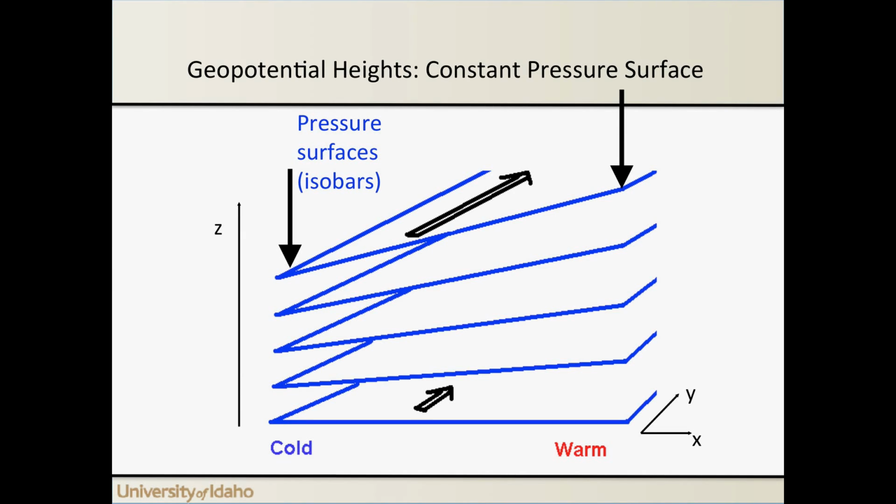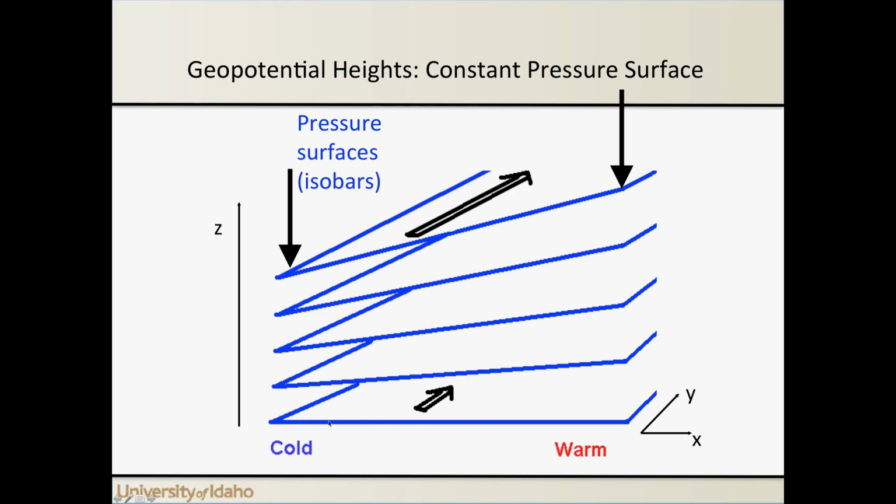Through the hypsometric equation, what we know is that the depth of the atmosphere between two pressure surfaces is inversely proportional to the temperature of that atmosphere. And so that tells us that in cold air there is a lesser change in elevation between two pressure surfaces than in warm air. So in this theoretical example here, we have cold air on the left, we have warm air on the right.